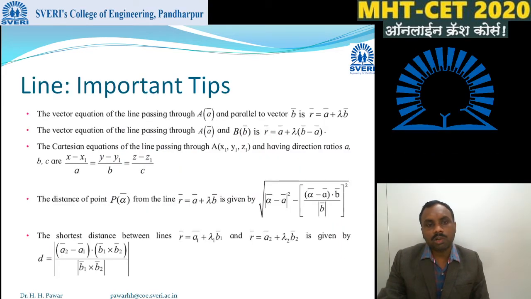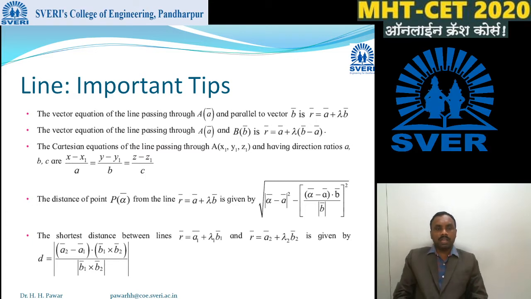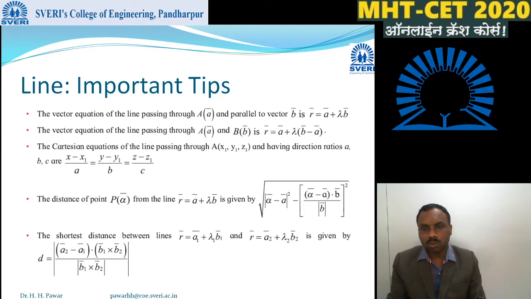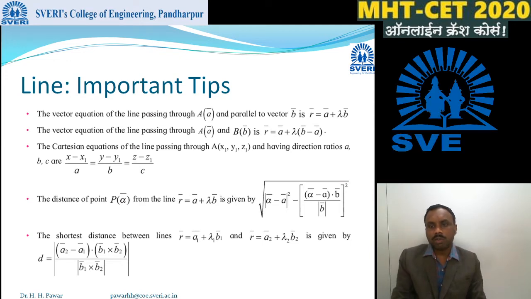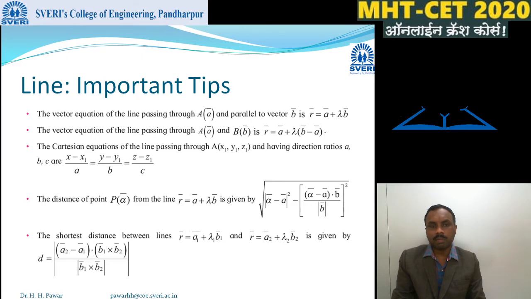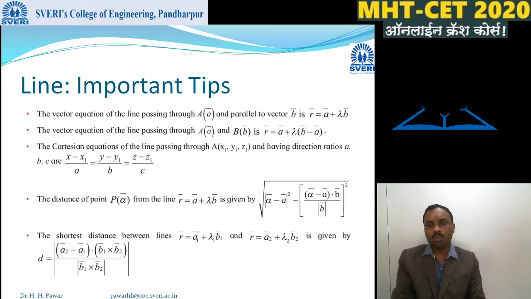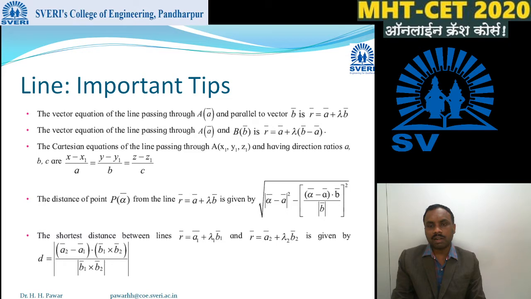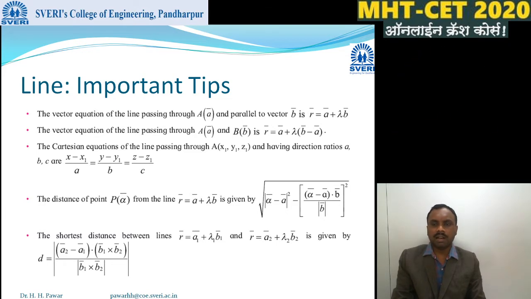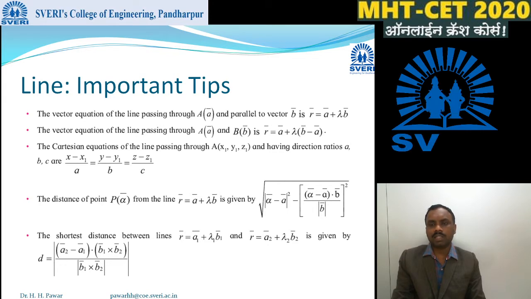These are some important tips from the line section. The vector equation of the line passing through A bar and parallel to the vector B bar is R bar is equal to A bar plus lambda B bar. Next one is the vector equation of the line passing through 2 points with position vectors A bar and B bar: R bar is equal to A bar plus lambda into B bar minus A bar.